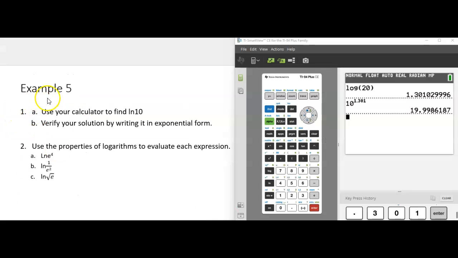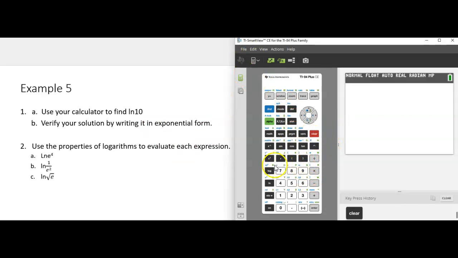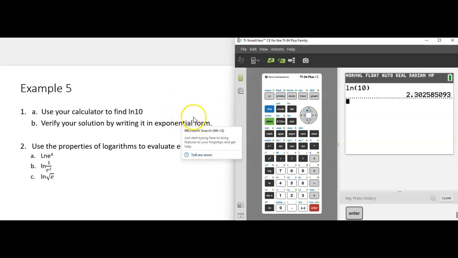All right, example 5 says use your calculator to find ln of 10. So we want to find our ln button, which is right here, ln, and then we put 10 in there, and equals. So we get about 2.303. So we'll go ahead and write that down, 2.303.